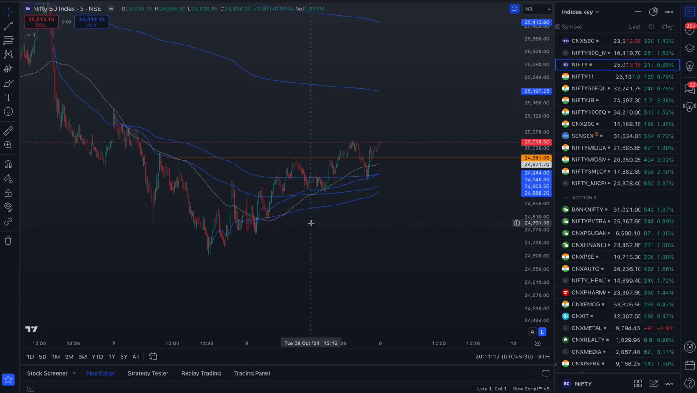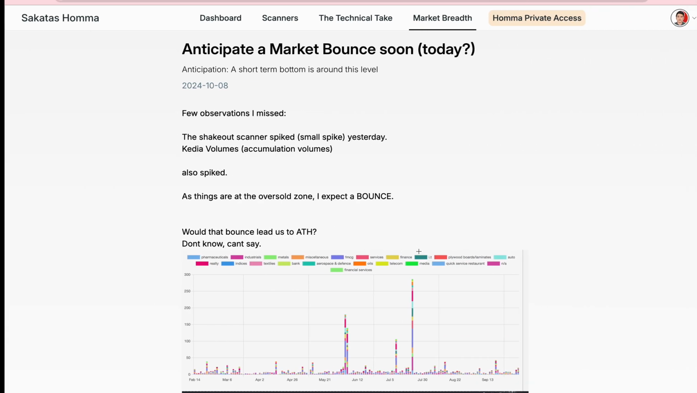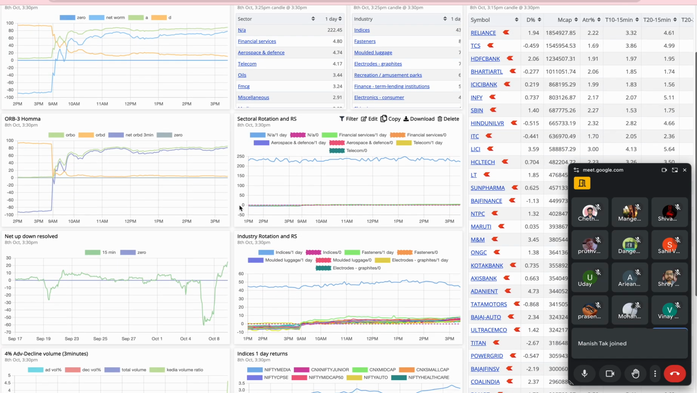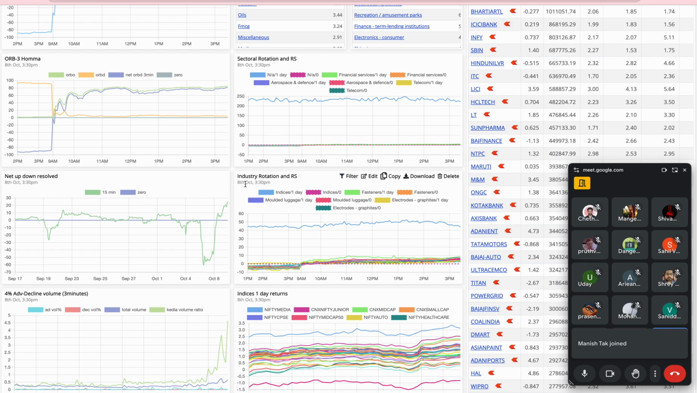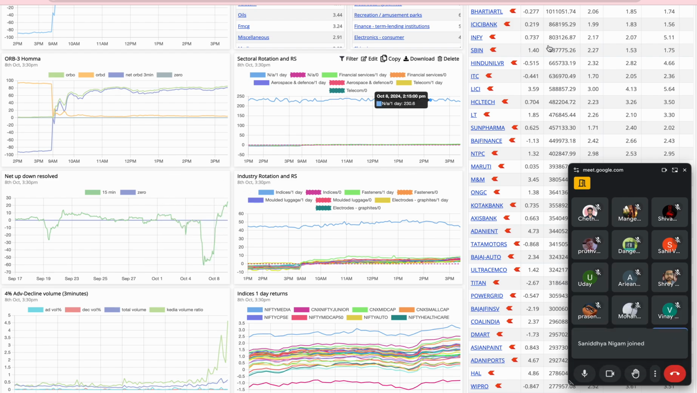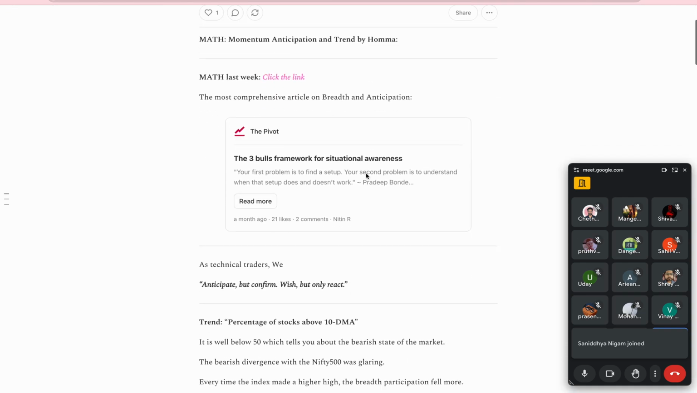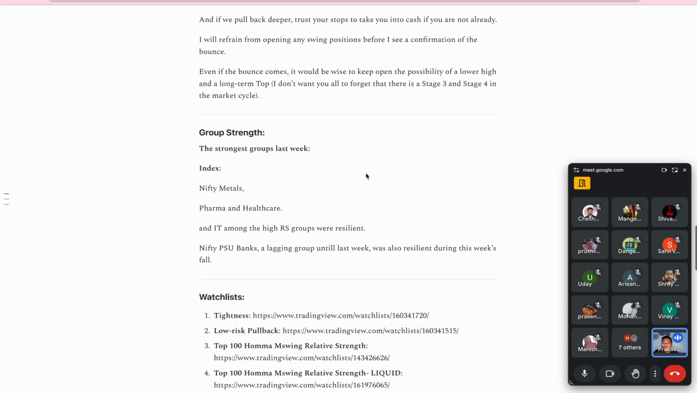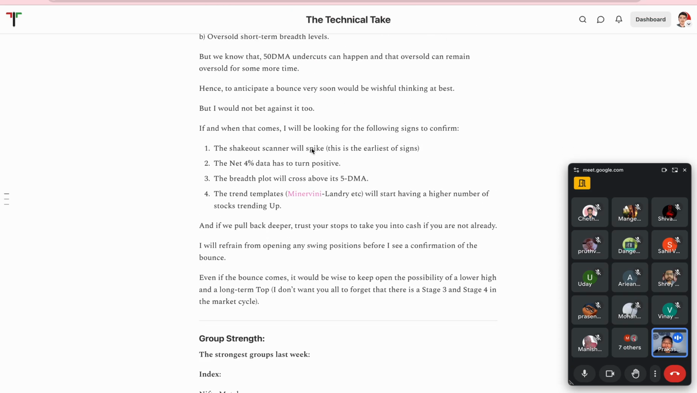So this was, one, definitely the price confirming whatever bounce action came today. The other intraday action that was very clear was the net up down. This is what I meant by the net 4% thingy, right? So I'll quickly take you back. What are the things one needs to see? The shakeout scanner will spike. That spiked on Monday. The net 4% has to turn positive, and this is how you confirm. Following signs to confirm. And what happened today?